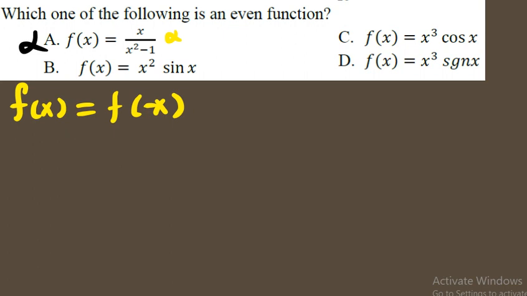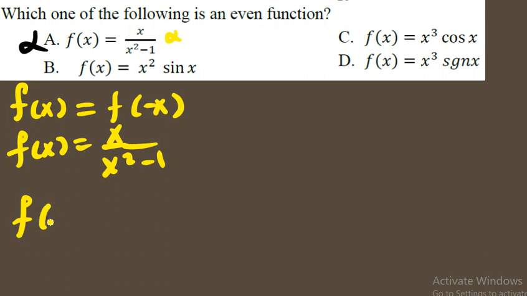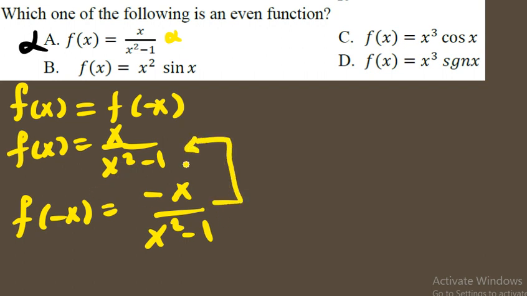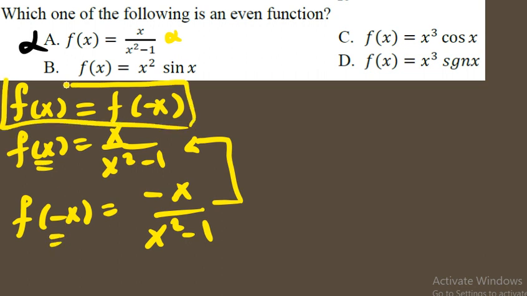So the checking mechanism is f of x equal to f of negative x. If you take choice A, for example, the function f of x is x over x square minus 1. What will be f of negative x? If you substitute negative x in place of every x, the upper one will remain negative x, but the lower one, when you insert negative x and square it, it will be positive x square minus 1, because the negative is cancelled by the square. So are they the same? F of x and f of negative x, are they the same? No. This is to check evenness.